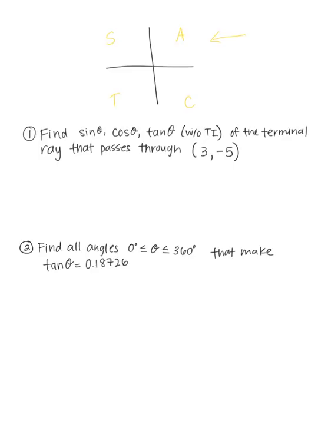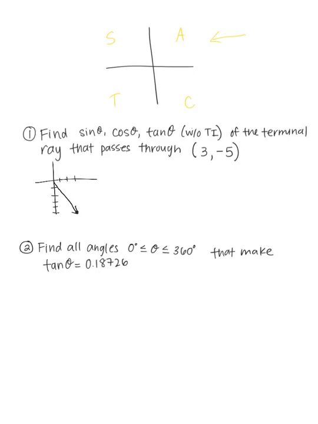All right, so then if we're looking at this first question, it says to find all 3 of my ratios without a TI-Nspire of the terminal ray that passes through 3 and -5. So if I'm going to graph that, I know that that's going to be my fourth quadrant. So 1, 2, 3, 2, 3, 4, 5. Okay, so that's going to be my terminal ray and it passes through that place.